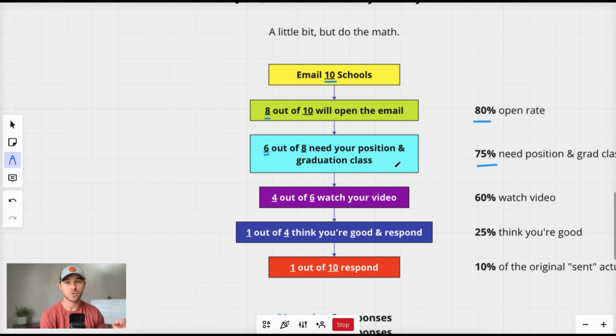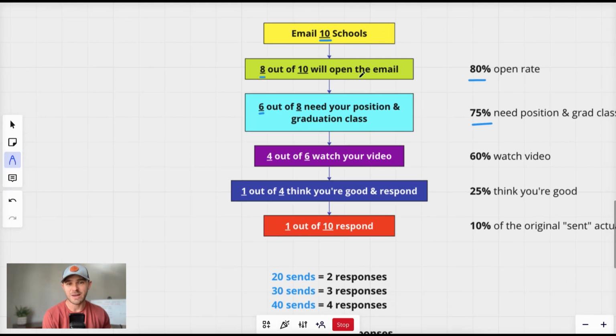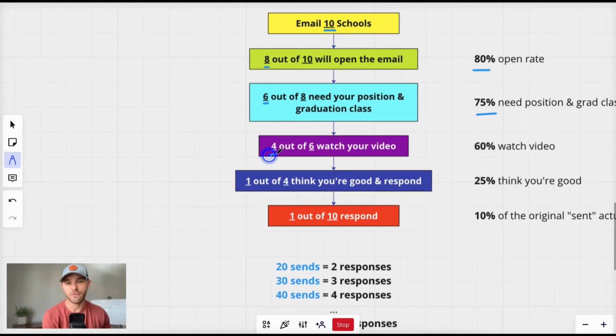And remember, college coaches recruit based on need. They don't recruit players that they want. They recruit for the positions that they need to fill holes in their roster. So if you have 6 out of 8 that need your position in grad class, 4 of those 6 are going to actually watch your video. That's about a 60% click-through rate on video. That's pretty good. That means that you have a good email.